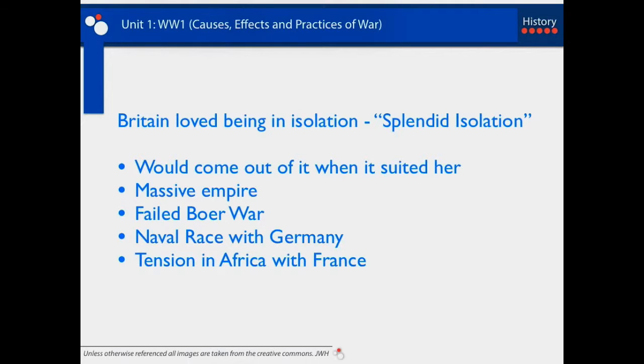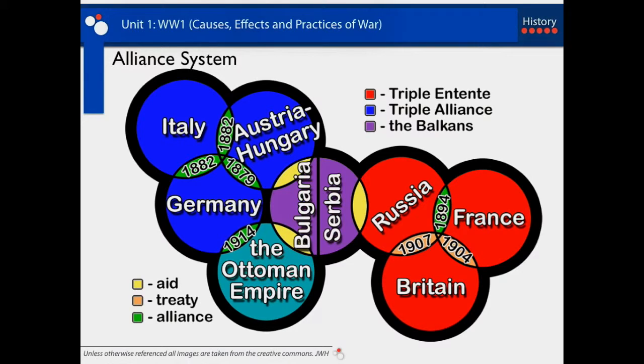They started the naval race with Germany, with the dreadnoughts, as we'll come on to, and there was tension in Africa with France, particularly as other countries started the scramble for Africa. This is a very common picture of the alliance systems, the Triple Entente of Russia, France, and Britain. Entente is obviously a French word, so that's how I always remember that. France, Britain, and Russia make up that.